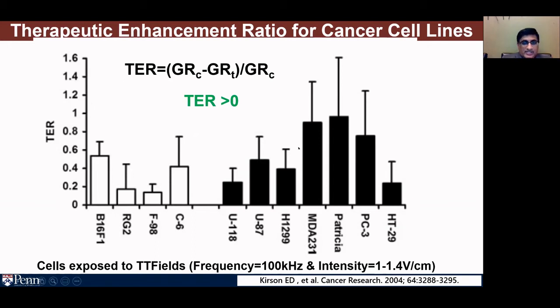As you can see, in all the cancer cell lines exposed to the Tumor Treating Field tuned at 100 kilohertz and an intensity in the range of 1 to 1.4 volt per centimeter, the TER is greater than 0 in all the cases. It means although there is a variable response to the treatment, all cancer cell lines show some response. So this is the positive outcome of this slide. Irrespective of the cancer cell line, whenever they are exposed to the Tumor Treating Field tuned at a particular frequency and intensity, they show some positive response to the therapy.